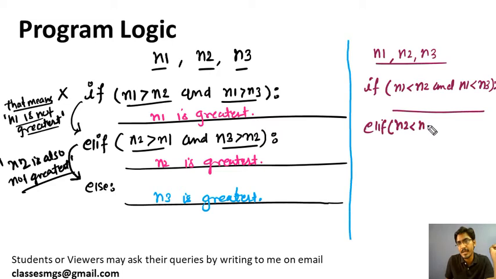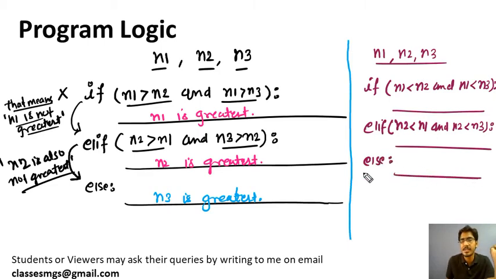If n2 is less than n1 and n2 is less than n3, that means n2 is the smallest. If this is not the case, that means what? That means n3 is the smallest, because in this case n1 is the smallest, in this case n2 is the smallest, in this case n3 is smallest.